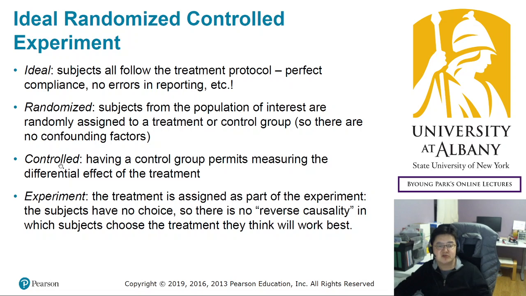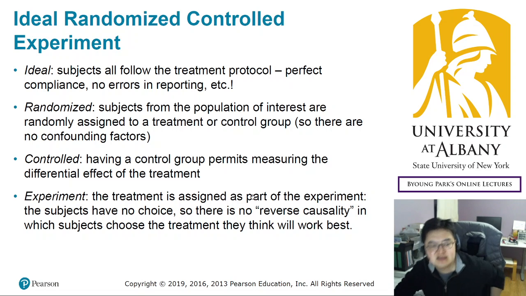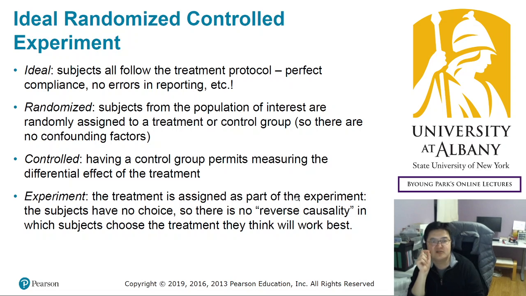And third, controlled. It's easy. Not only do you have a treatment group, but you also need a control group because you need a comparison reference. So that's control. And finally, experiment. Experiment is literally assignment. You adjust some variable, assigning different values to different participants, different subjects. And it guarantees that there is no reverse causality.